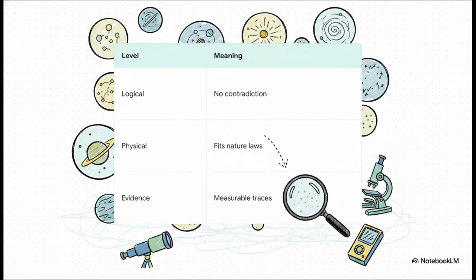We need to break this down into three distinct levels. Level 1 is logical possibility, meaning it simply doesn't contradict itself. Level 2 is physical possibility. It could actually fit the known laws of nature. And level 3 is evidence, meaning we actually have measurable traces or effects we can point to. Now, the multiverse mostly lives very comfortably in those first two levels. And this, right here, is exactly why scientists remain super cautious until we can hit that third level of hard evidence.